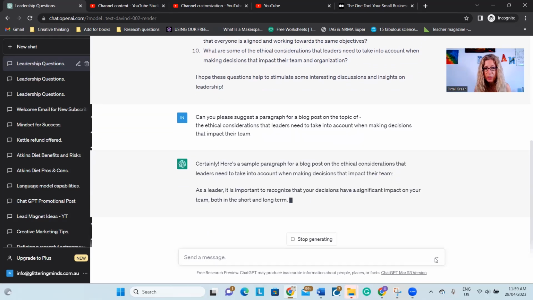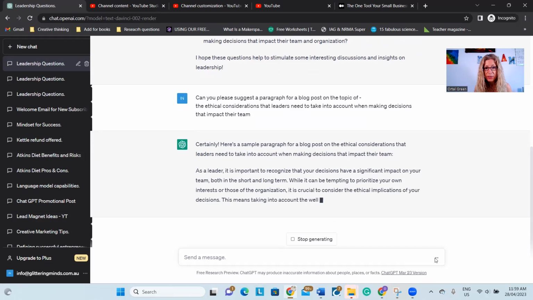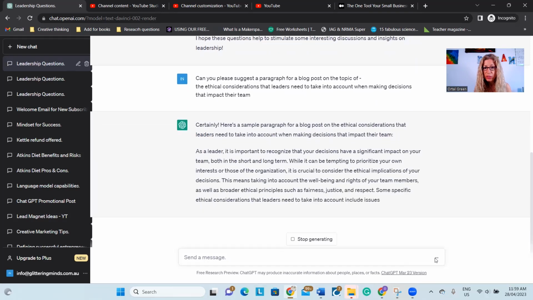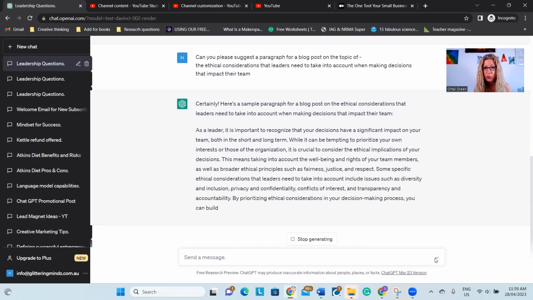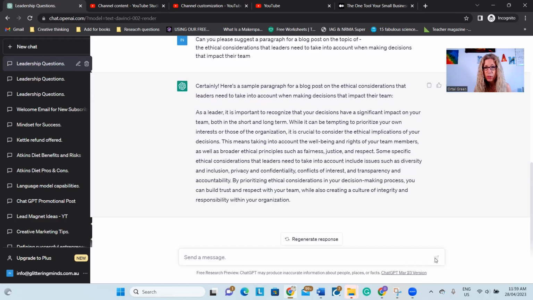Okay, so here is a paragraph. As a leader, it is important to recognize that your decisions have a significant impact on your team, both in the short and long term. While it can be tempting to prioritize your own interests or those of the organization, it is crucial to consider the ethical implication of your decision. This means taking into account the well-being and rights of your team members, as well as broader ethical principles such as fairness, justice, and respect.